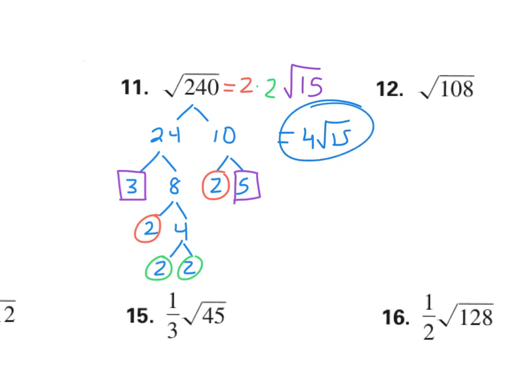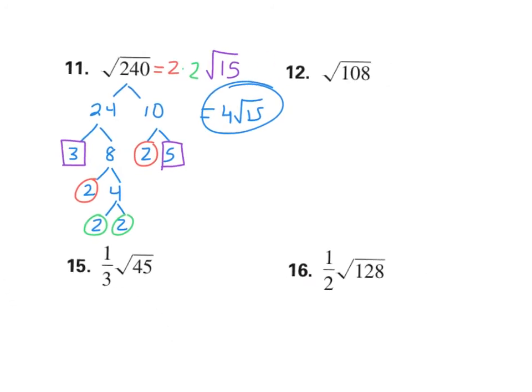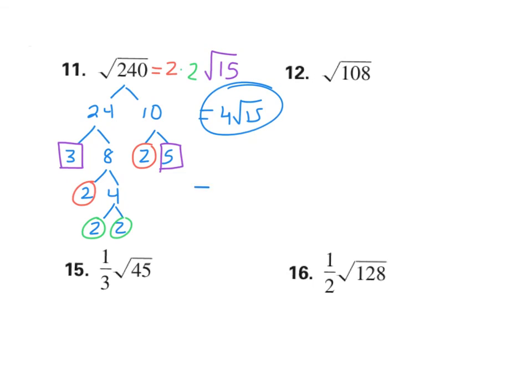If you want to see that as the formal route, you would have done this. Radical 16 times radical 15 is 4 radical 15. Because what we've done is 240 is 16 times 15, and the radical 16 becomes positive 4.